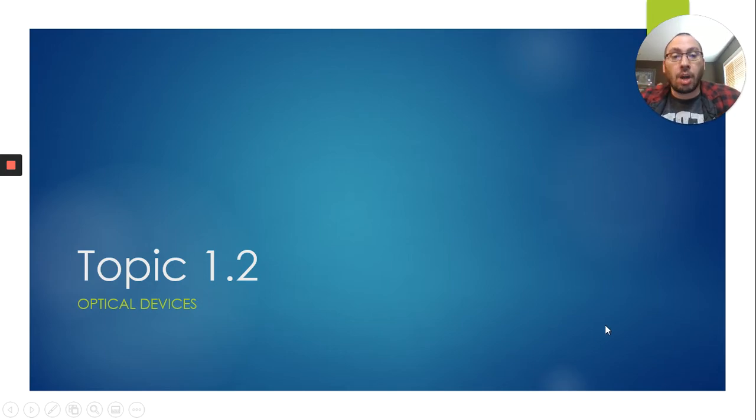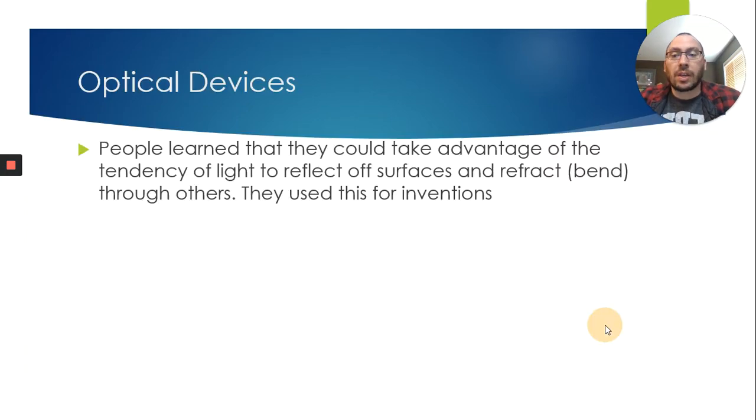Okay, so we're going to talk about optical devices. There's just some straightforward notes here. I'm going to read from them. So optical devices: people over time learned that they can take advantage of the tendency of light to reflect off surfaces, refract, or bend through other surfaces, and they use this for inventions.